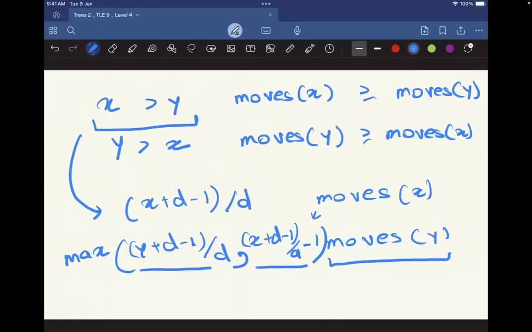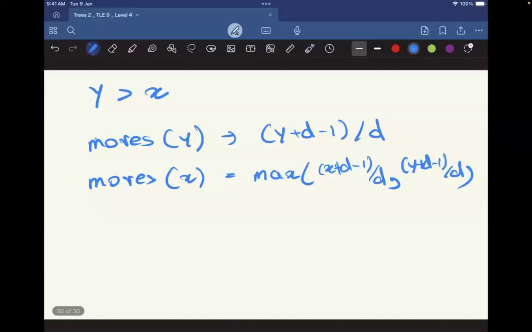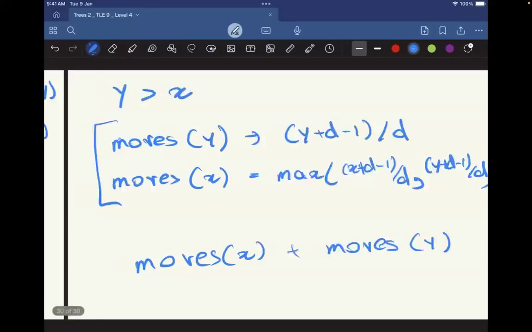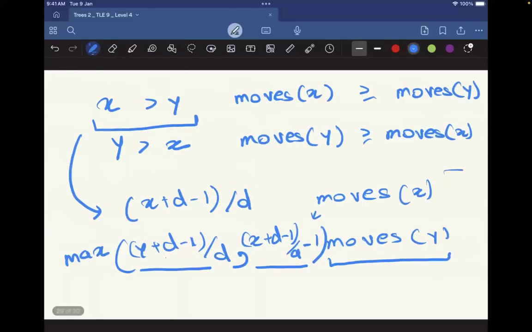If X is greater than Y, and if Y is greater than X, then this is the number of moves for X, number of moves for Y. Once we have this, we can just print number of moves of X plus moves of Y. All right. And I have their formulae defined here.